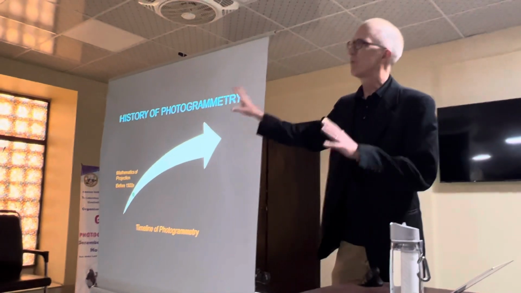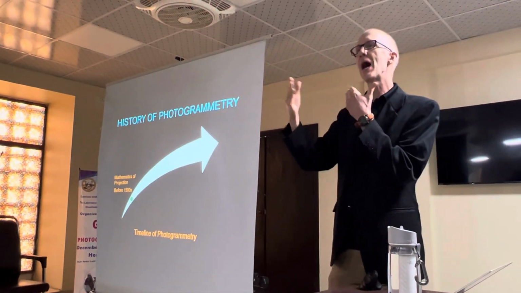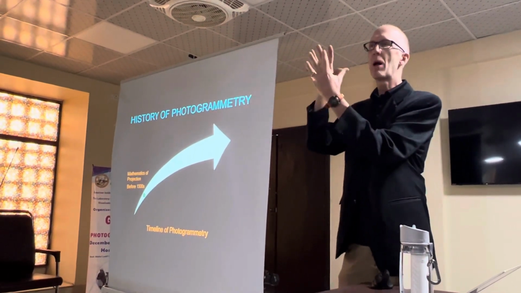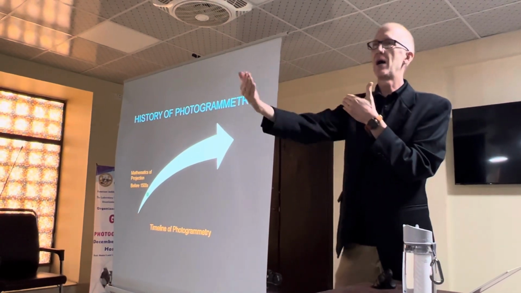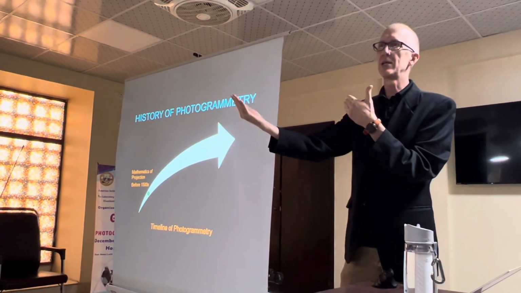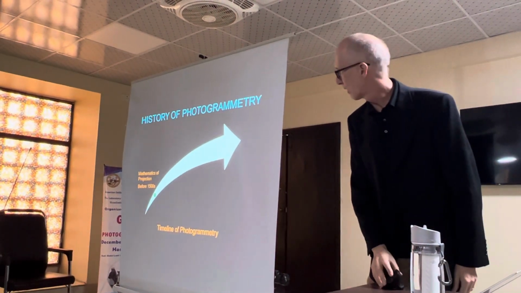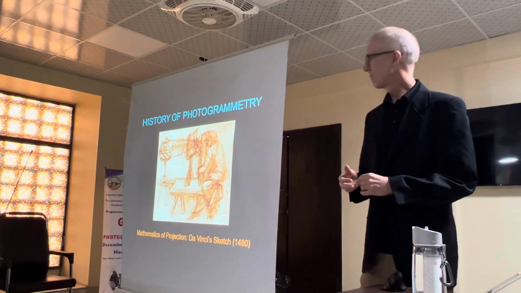So I think the beginnings of photogrammetry really start with just the mathematics of projection. Projection meaning how to represent a three-dimensional object in two dimensions, and the basic mathematics of that is really the beginnings of what ultimately would become photogrammetry. So I thought I'd share just some early examples of people working on this.